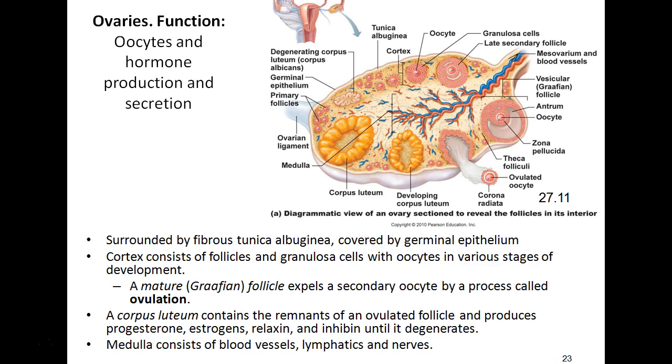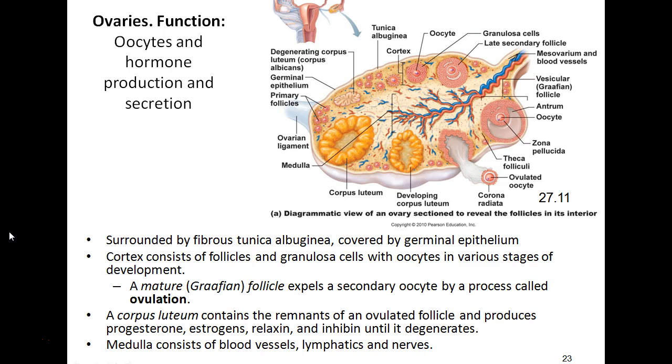On the far right, we're going to see a mature, also called Graafian, also called vesicular follicle, and this is going to expel a secondary oocyte by the process of ovulation. Later on in our discussion, we discuss the smaller steps that lead up to that mature follicle and the steps leading up to that ovulation.